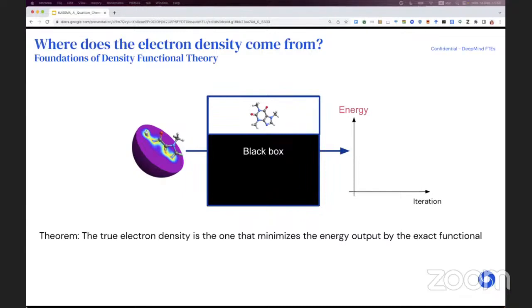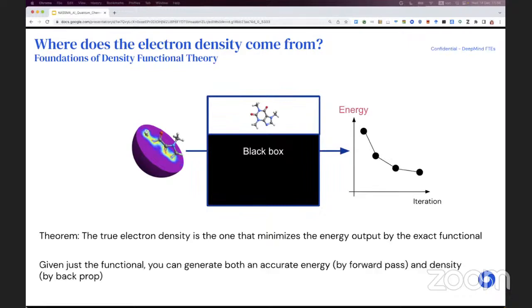This theorem said that also the true electron density is the one that minimizes the energy that is produced as output from this black box. So all you have to do is run your black box machinery in a forward pass to get the energy, and then you can backpropagate it to get the electron density. So essentially it means that if you have the density functional, you have all the things you need because you can get both the electron density and the energy.